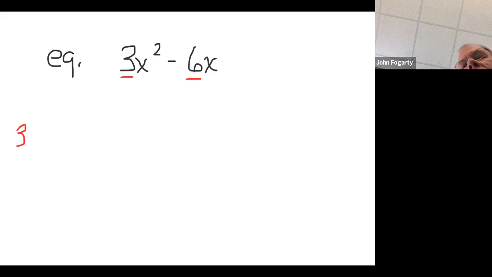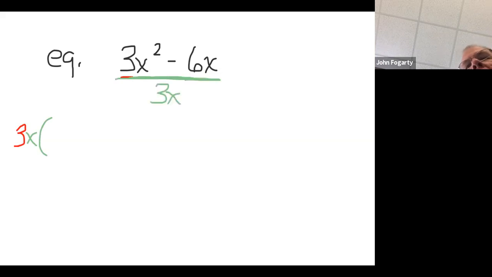3, obviously. And then you can look at the variable x, and one term has an x squared and the other one has an x. So you always take the lowest exponent, because x goes into x squared. X squared doesn't go into x. So now I have my GCF. There's my first factor.